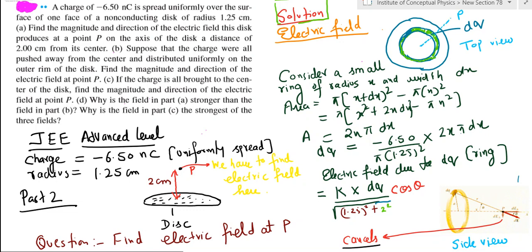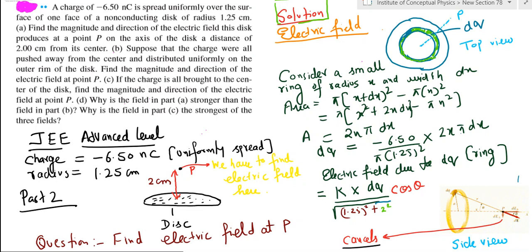All right, so let's continue our endeavor of finding the electric field at point P. Now, we picked up a small ring out of the disk. Let the radius of the inner part of this ring be x, and obviously the radius of the external will be x plus dx, because I have assumed the ring to be of width dx.